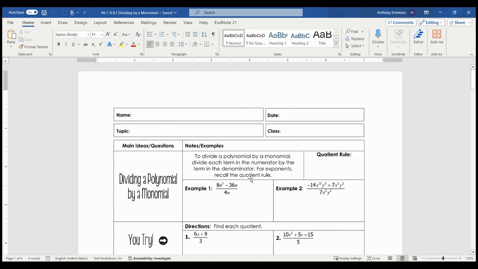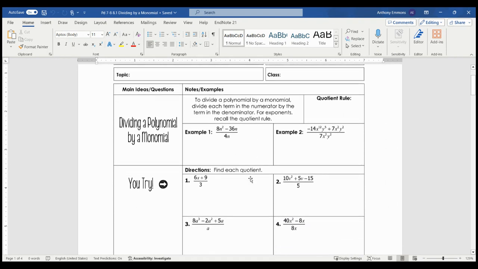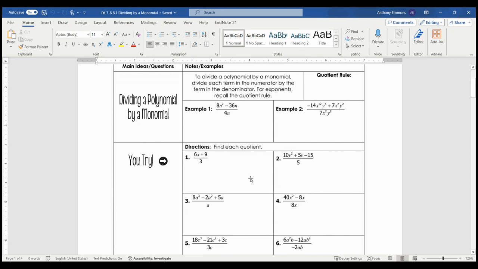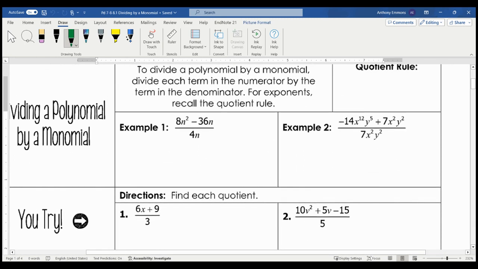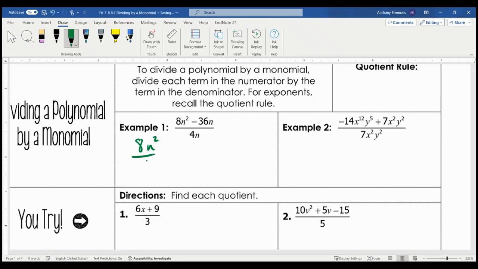It's Mr. Emmons. Real quick video overview of how to divide a polynomial by a monomial. So for me, first things first, I like to rewrite the expression. So instead of 8n squared minus 36n all divided by 4n, we're going to break that up into 8n squared divided by 4n, and then this minus 36n divided by 4n. Then from here, it's just a matter of dividing our coefficients and either subtracting or reducing our exponents.